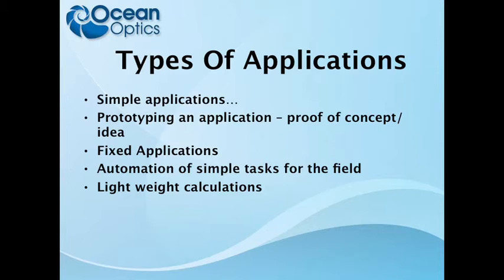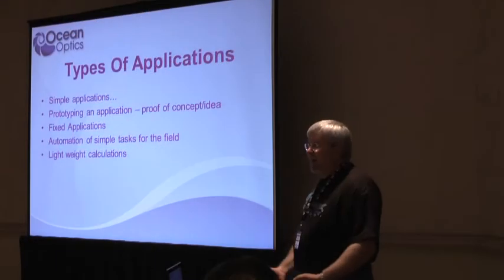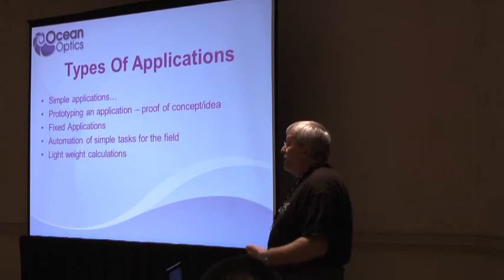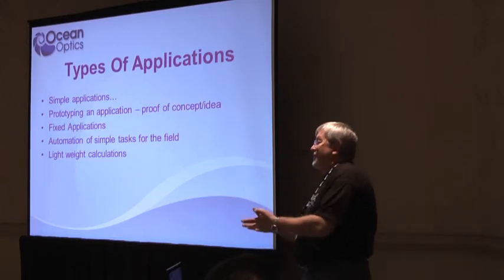Automation of simple tasks in the field. You've got something that's written, you want somebody to go out and take a spectrum and save it to the disk, but you want them to get 10 readings. He just clicks, clicks, clicks, clicks. You can do that in Scripter real easy. Also lightweight calculations, nothing heavy, nothing really math intensive, because the math power is just not there in Scripter, because we don't give you the math power. The math power is there on the Jaz, but it's not there in Scripter.